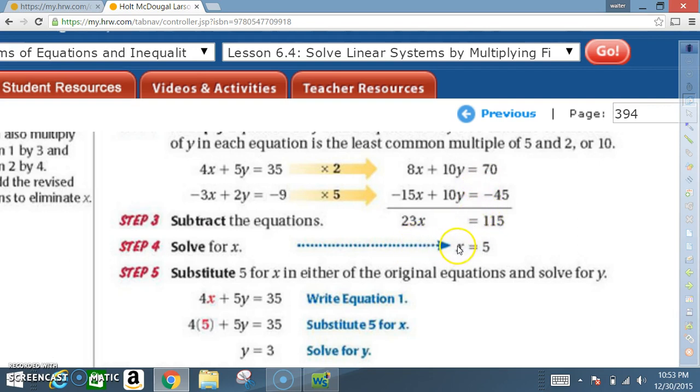But anyway, once we solve and we find that x is equal to 5, now we take either equation and plug 5 into the equation. After doing so, we get 4x plus 5y is equal to 35. Replace the x with the 5. So 4 times 5 is 20, plus 5y is equal to 35. Minus 20, minus 20. That'll leave us with 15. And then divide both sides by 5, and y is equal to 3.